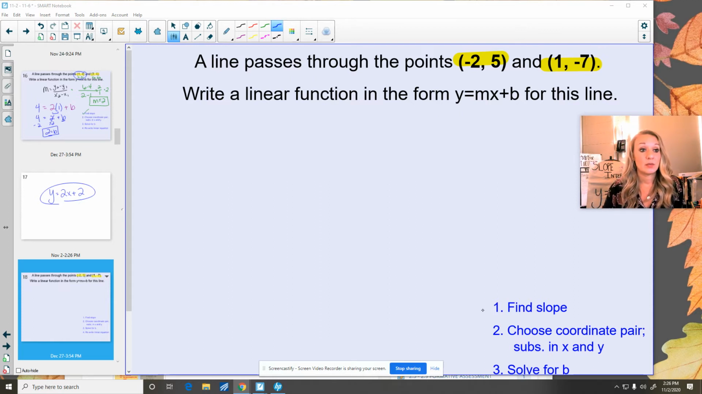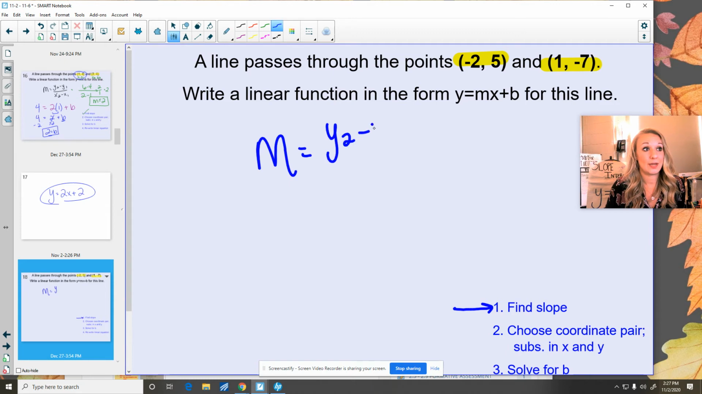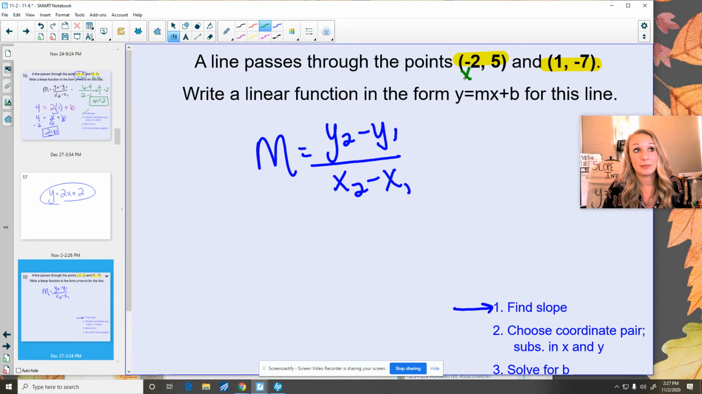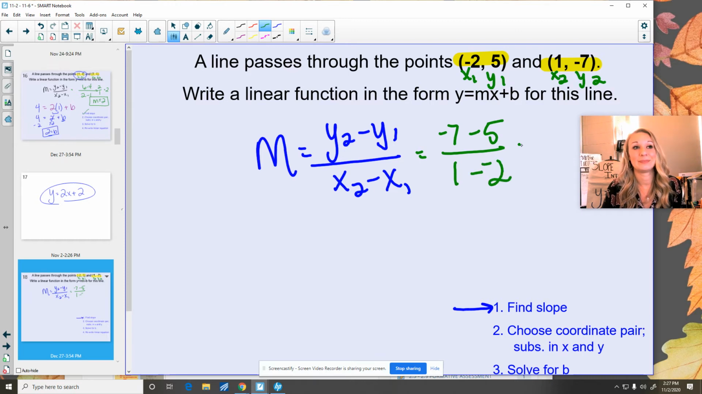The very first thing that we need to do is to find slope using slope formula. So we've got m is equal to y2 minus y1 over x2 minus x1. I'm going to go ahead and start by labeling my points underneath as I always do, and then I'm going to plug them in the formula here. So instead of y2 minus y1, I'm going to use my actual values. So -7 minus 5. And then for x2 minus x1, 1 minus -2.